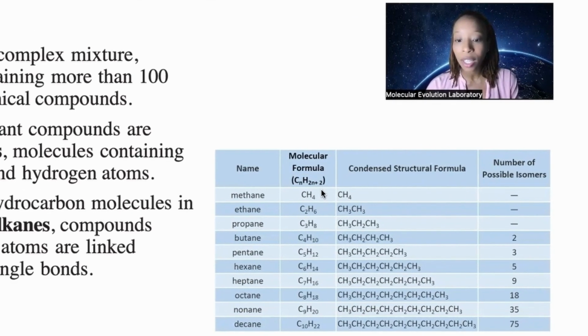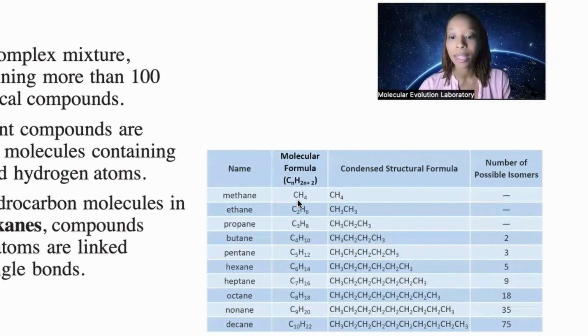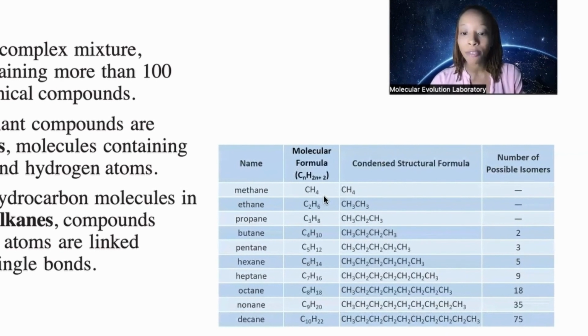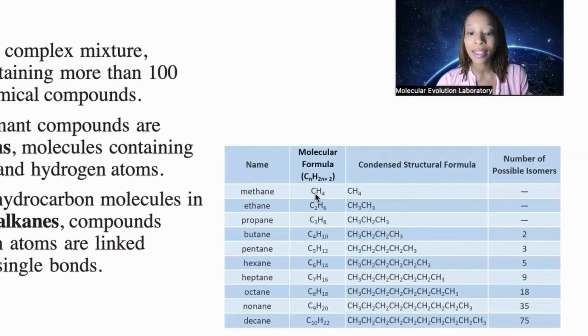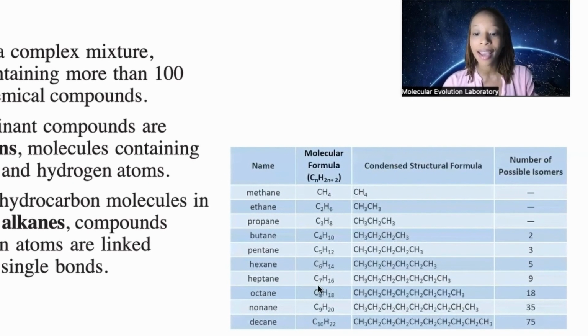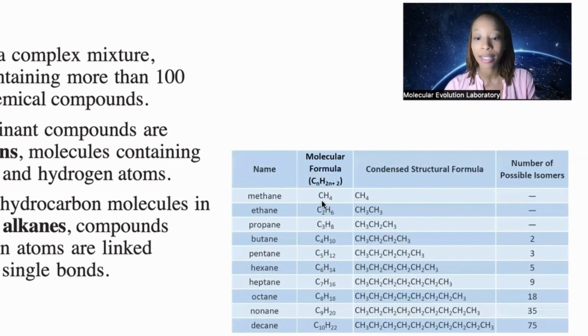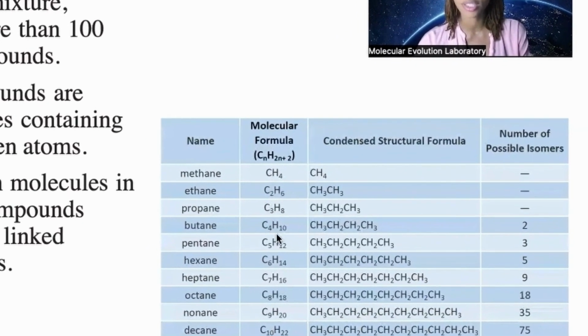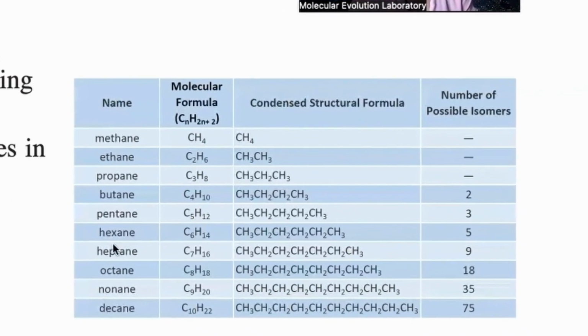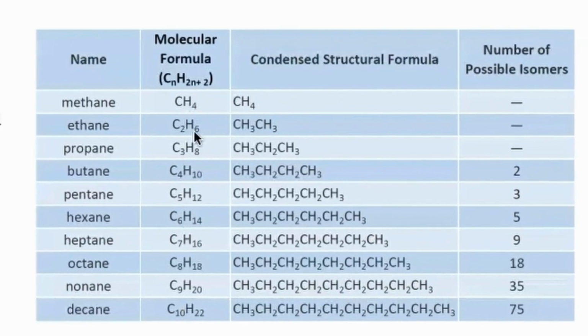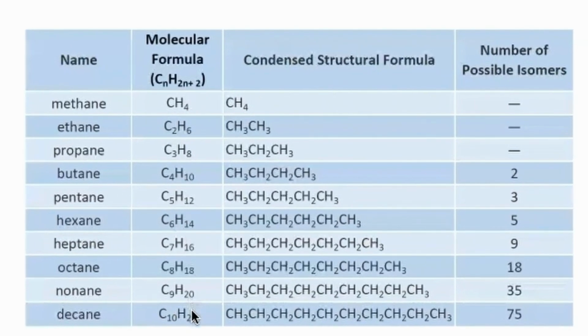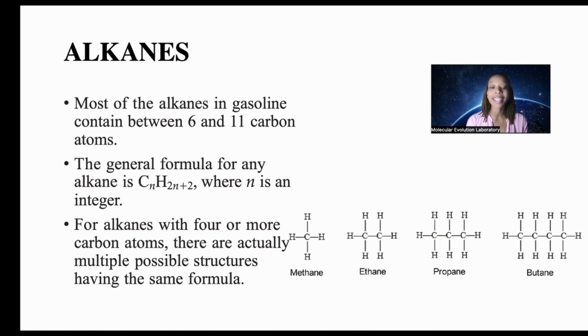As you can see, the molecular formula shows that methane is CH4, with 1 carbon and 4 hydrogen. The carbon atoms increase by 1 for each alkane: 1, 2, 3, 4, pentane is 5, hexane is 6. The hydrogen atoms increase by 2: 4 hydrogen, 6 hydrogen, propane 8, butane 10, pentane 12, hexane 14, then 16, 18, 20, 22. Most of the alkanes in gasoline contain 6 to 11 carbon atoms.